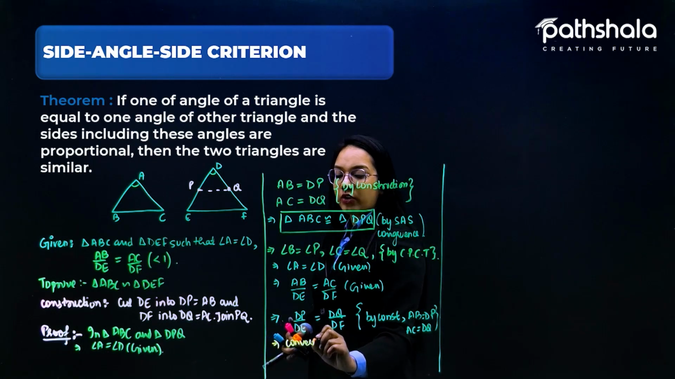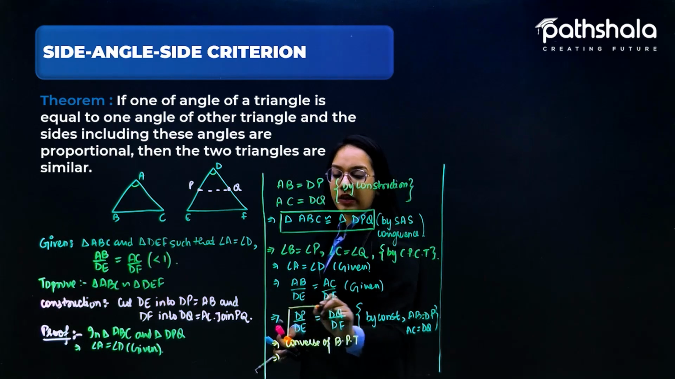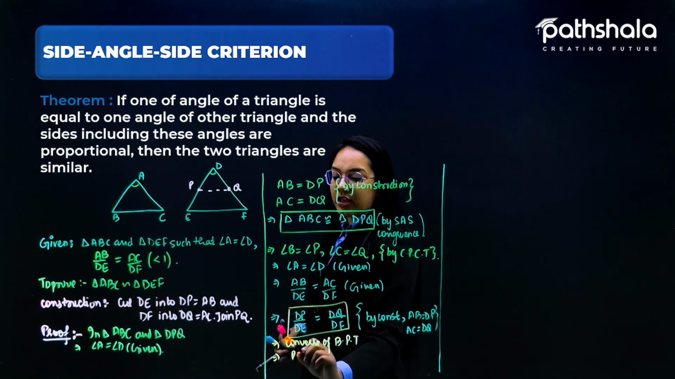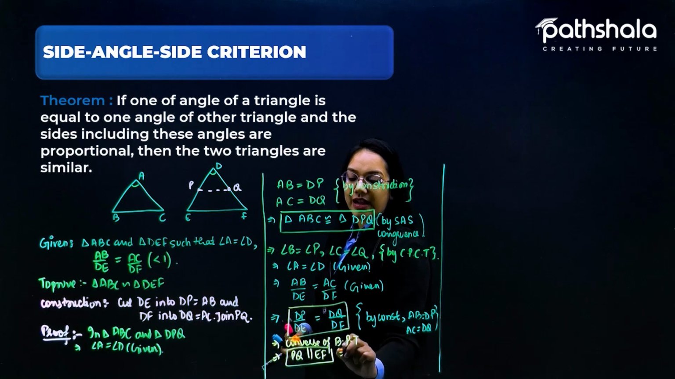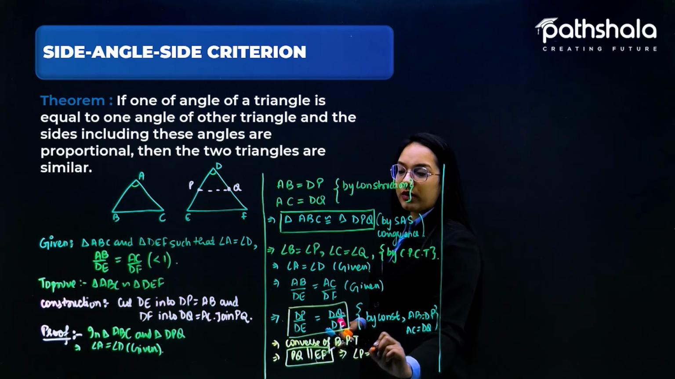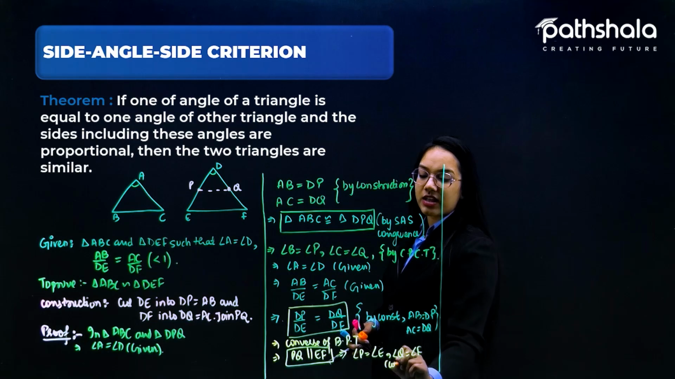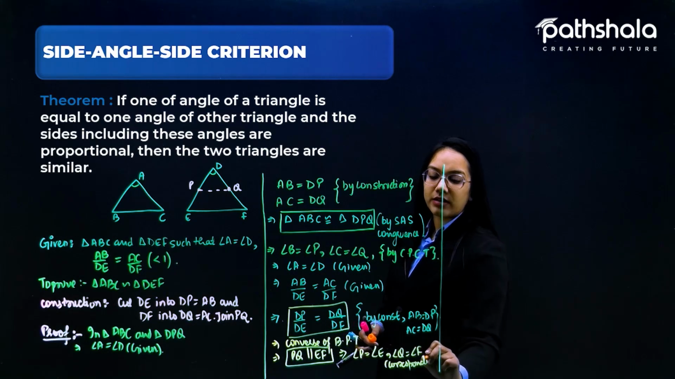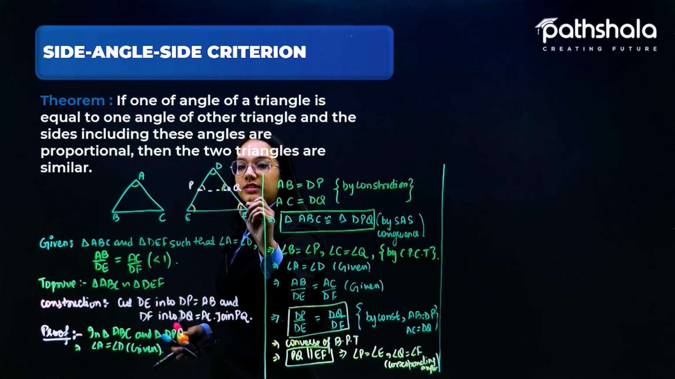So by the converse of BPT, if the ratios are equal to each other, it implies that PQ is parallel to EF. And if PQ is parallel to EF, it implies that angle P is equal to angle E, and further angle Q is equal to angle F. Why so? Because they are nothing but corresponding angles. If two lines are parallel to each other, then this angle is equal to this angle. Let us suppose I'm writing it over here as this.